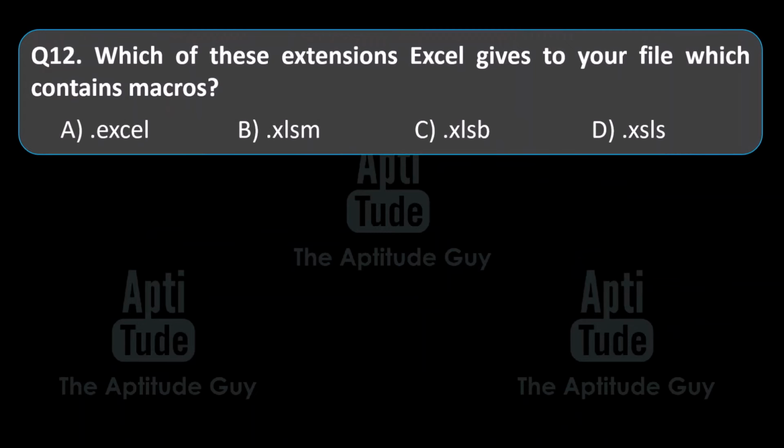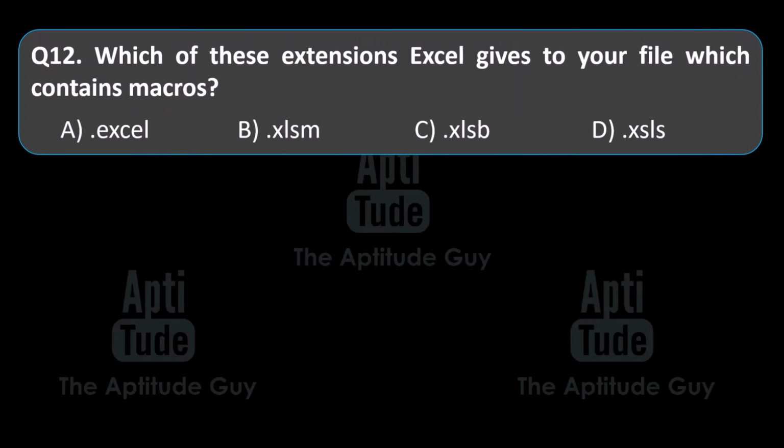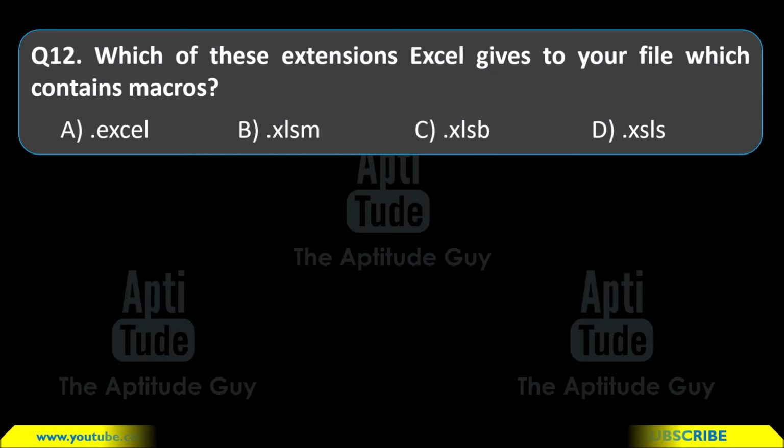Question number 12. If you're wondering where questions 1 to 11 are, of course that is in part 1. Please watch that first and then come to part 2. So the question says, which of these extensions does Excel give to your file which contains macros? Now, what do you think is the answer? Think about it.